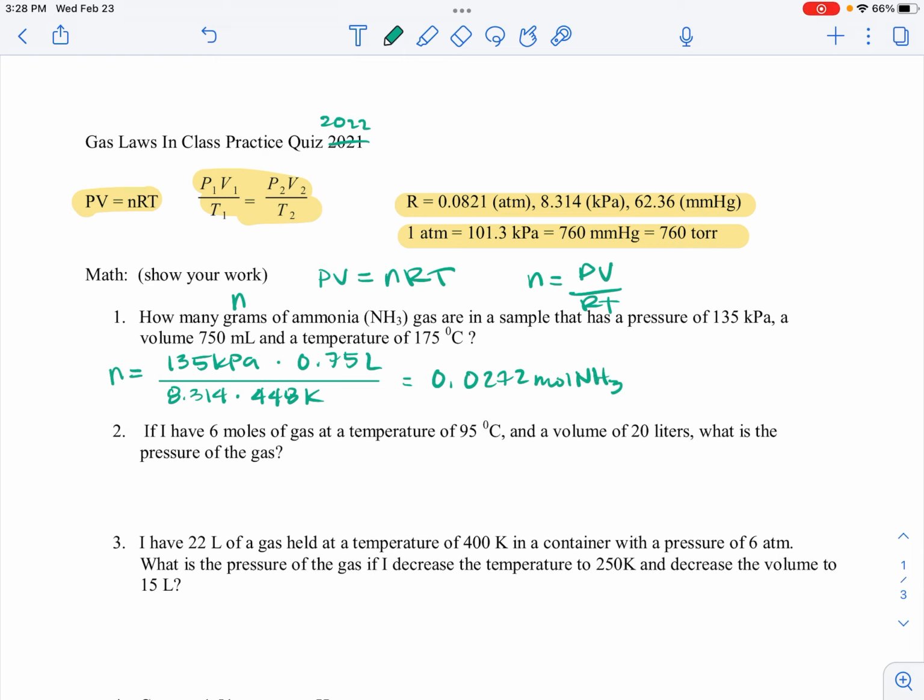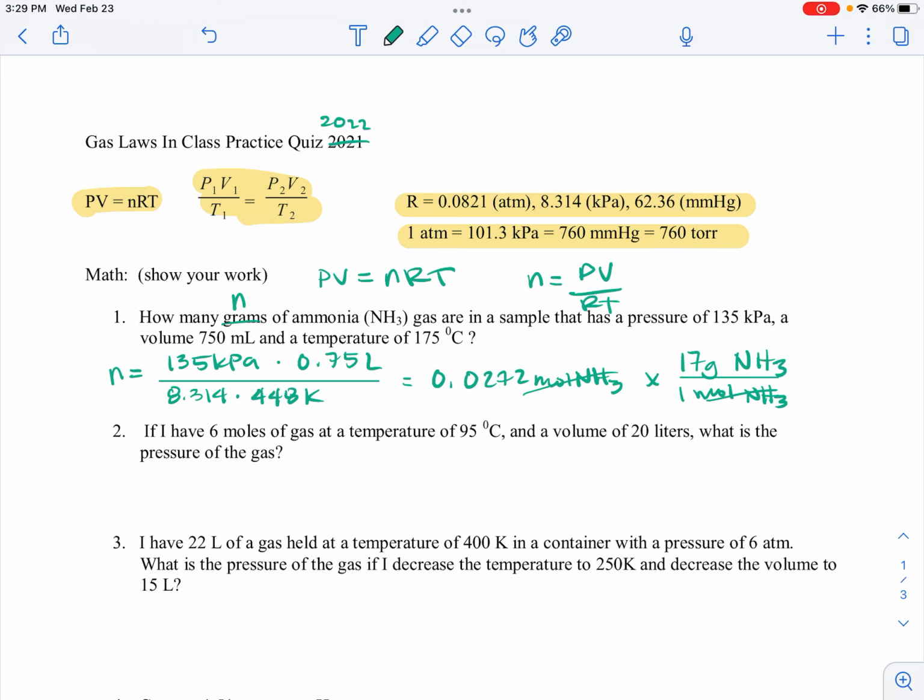But this question, as you can see, asks for grams of ammonia. So we got to convert those moles into grams. You need the molar mass of ammonia from the periodic table, which is 17. So you say 17 grams of ammonia. This is going to be on top because you want your answer in grams. You want to cancel out moles. So 1 mole of ammonia there on bottom. Notice how the moles cancel out. So if you do that math, 0.0272 times 17, you get 0.46 grams of ammonia.